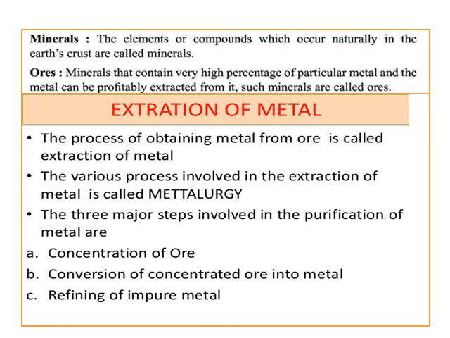Now here I have given you again the definition of minerals and ores. Minerals: the elements or compounds which occur naturally in the earth's crust are called minerals. Ores: minerals that contain a very high percentage of a particular metal, and the metal can be profitably extracted from it. Such minerals are called ores. Now let us pass on to the next heading, that is extraction of metals.